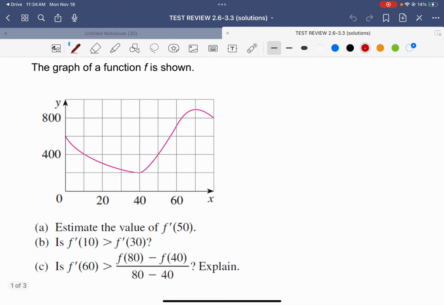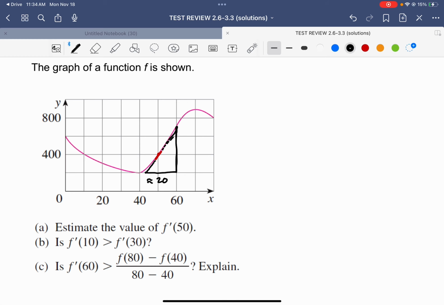Okay, let's look at a test review. So first, if I have this graph, if I want to estimate the value of f prime at 50, that's just the slope of the tangent line at 50. So I draw a little mini tangent line, and I see that it's going to approximately look like this, right? If I had to approximate it, it looks like it's about 20.